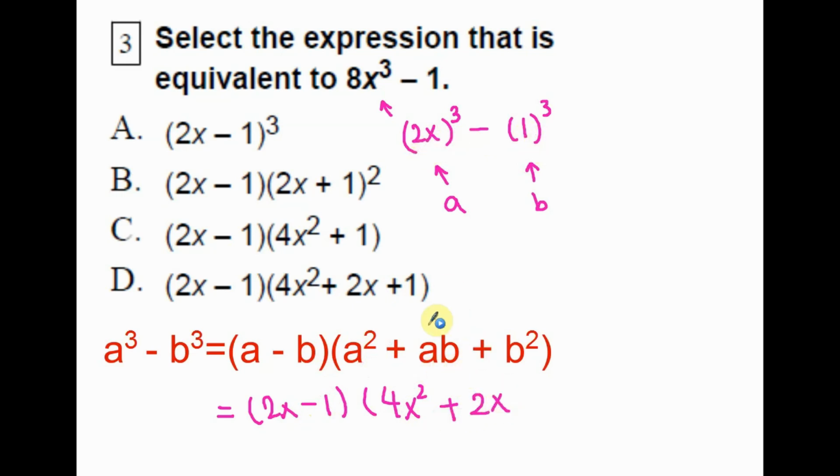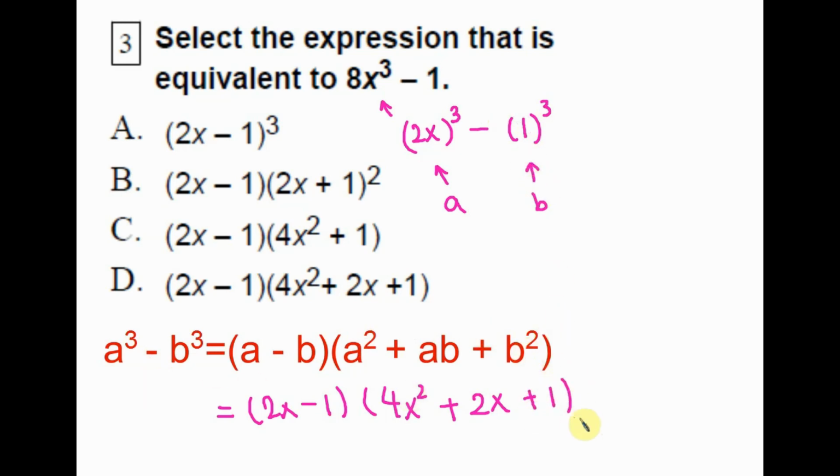Just be careful, because I can see some people might write this as negative 2x because of the negative that you had when you were beginning. However, the b is just positive 1. This negative is coming from your formula. And then plus b squared, the 1 times 1 will be equal to 1.